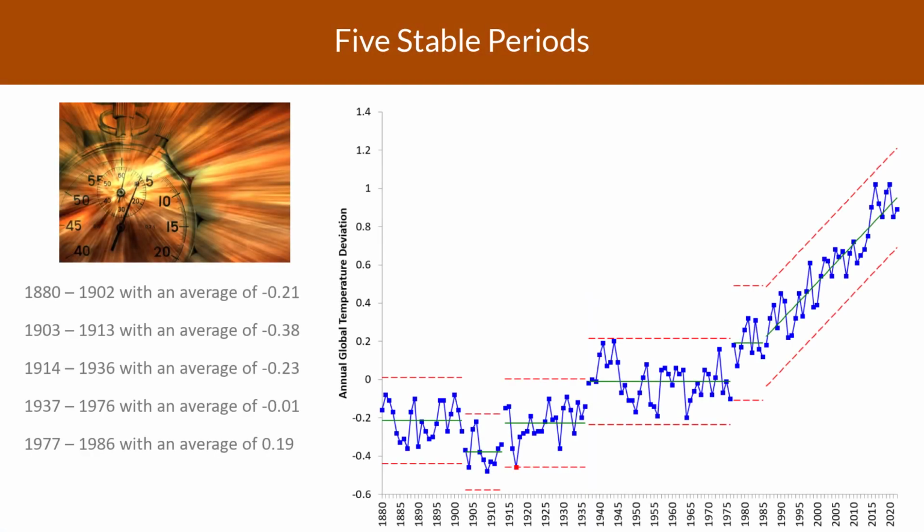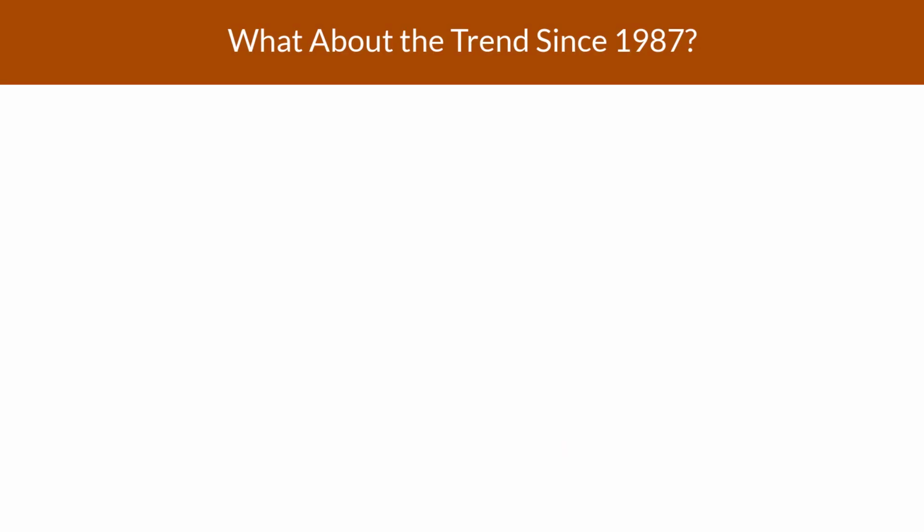So there are 5 stable periods which you can show here. From 1880 to 1902 was one with an average of minus 0.21. Then from 1903 to 1913, and 1914 to 1936 was the third. And then here's 1937 to 1976. And then finally a fifth one was a short, 1977 to 1986. And then things begin to take off and go on an upward trend. So what about the trend since 1987?